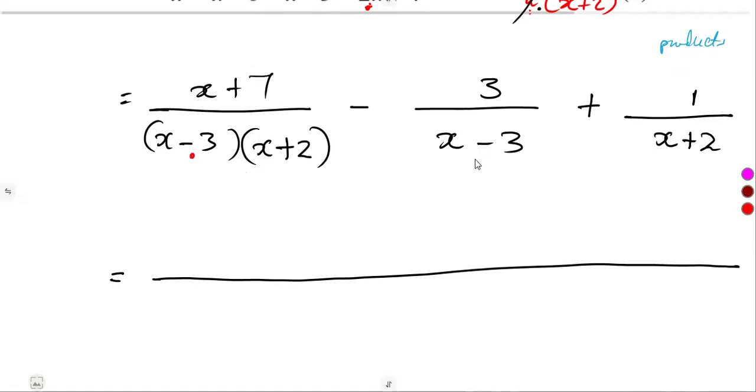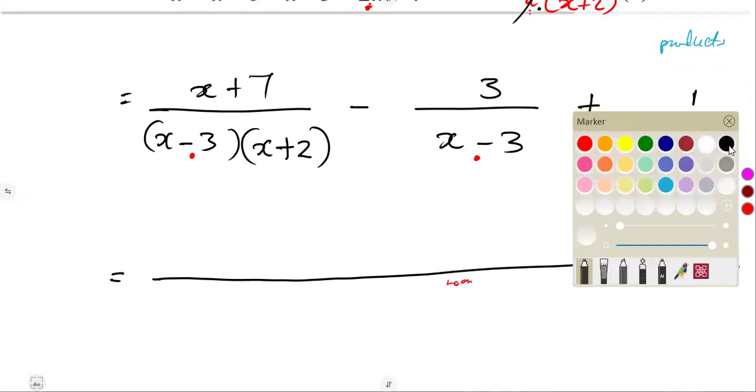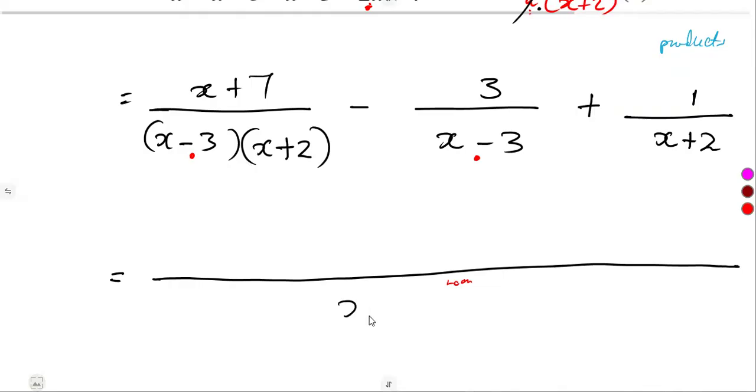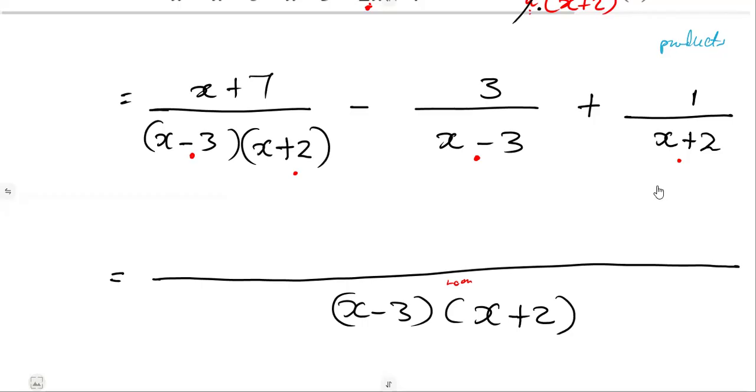x minus 3, x minus 3 is common. We need the LCM here or the LCD. So x minus 3, as we can see, it's common. We're just going to rewrite it as it is, x minus 3. The same, x plus 2 and x plus 2, we're just going to write that one once. So that's x plus 2. This is it. So this is our addition and subtraction, guys.